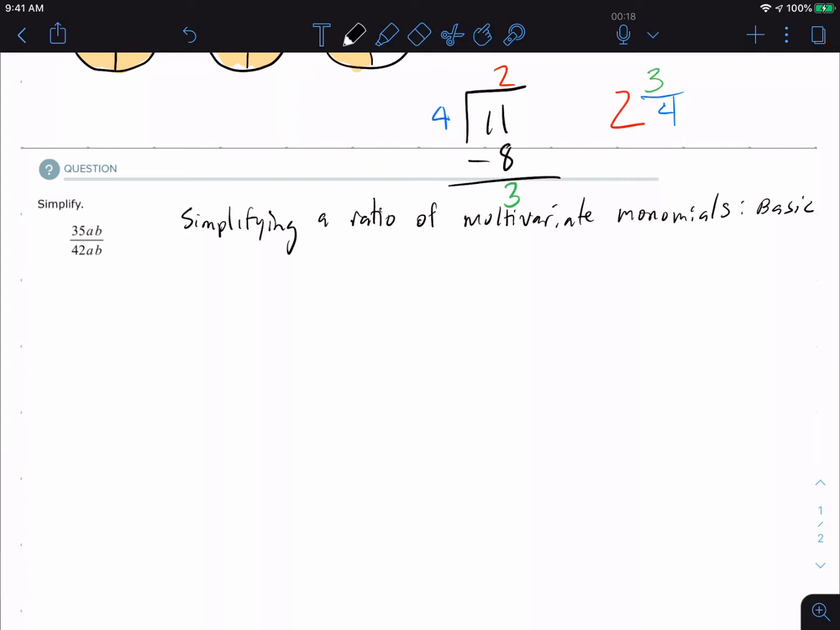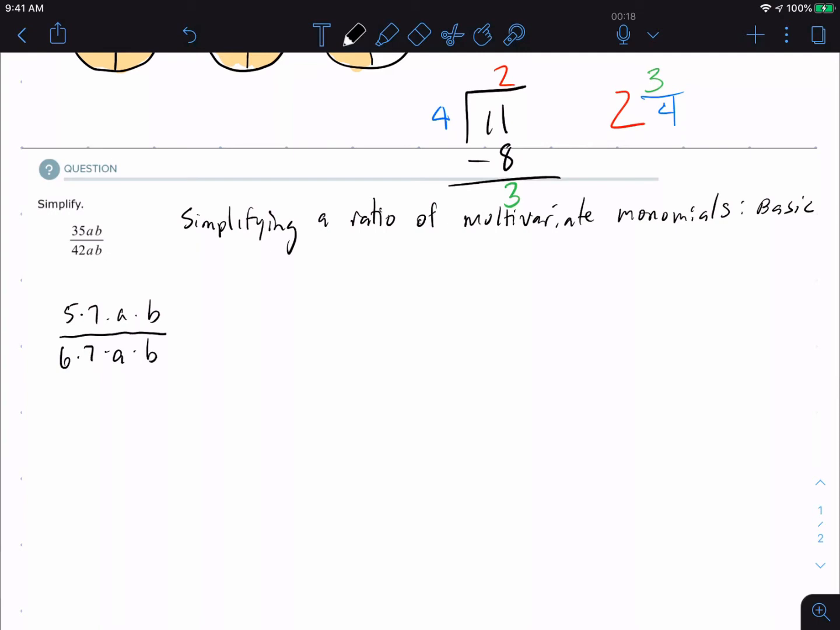So that's the topic. In this example, I'm going to try to simplify this thing by reducing as much as possible. So I want to break these numbers up that we have, the 35 and the 42, in such a way that I can cancel something. The way I see it, I see 35 as 5 times 7 times A times B, right? Because 5 times 7 is 35. And then 42 I know to be 6 times 7 times A times B.